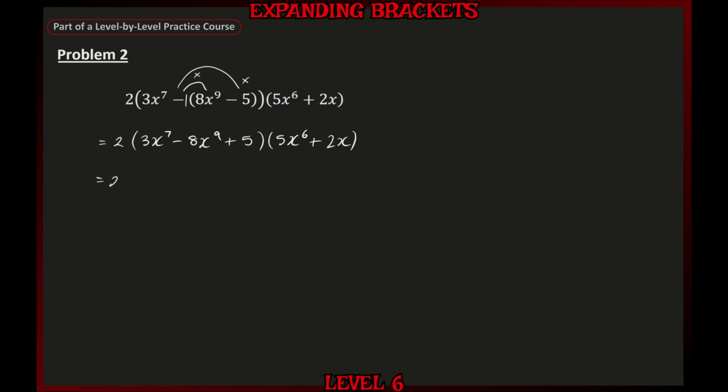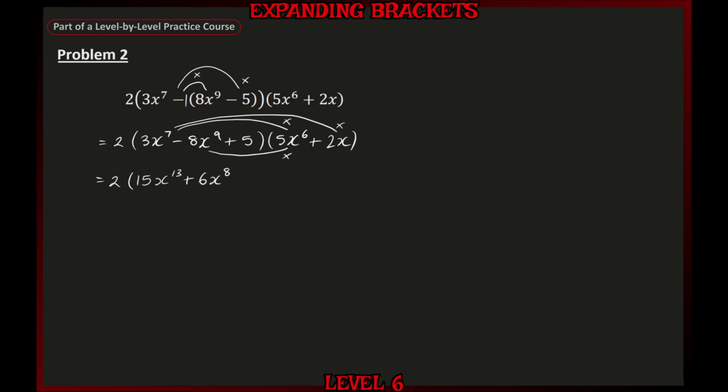So I'm going to leave the 2 on the outside, and we multiply 3x to the power of 7 by 5x to the power of 6. Well, 3 times 5 is 15, and x to the power of 7 times x to the power of 6 is x to the power of 13. We use our laws of indices to add powers when we multiply. Next, we have 3x to the power of 7 multiplied by 2x. Well, 3 times 2 is 6, and x to the power of 7 times x is x to the power of 8.